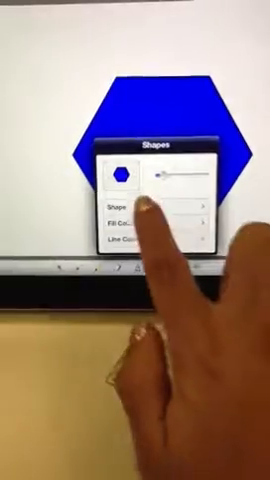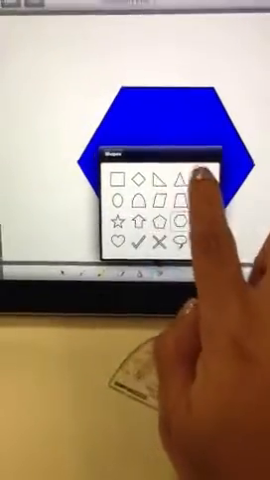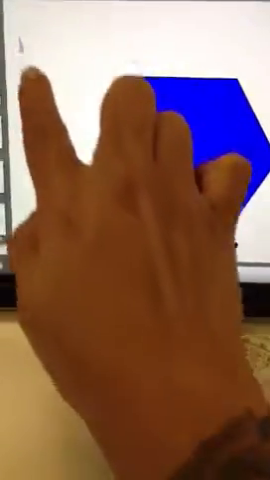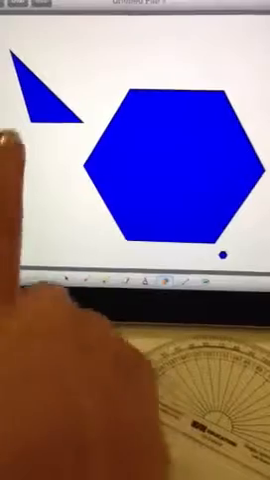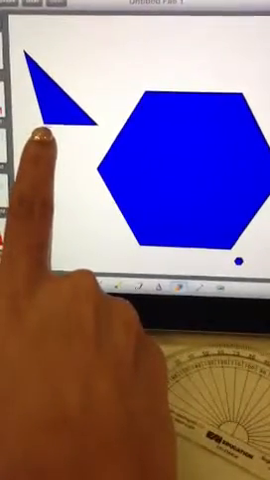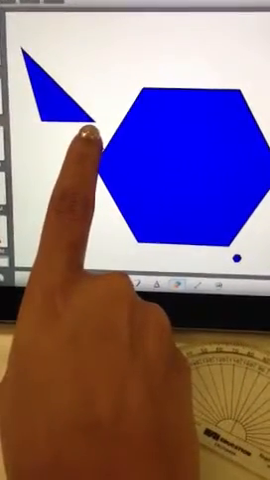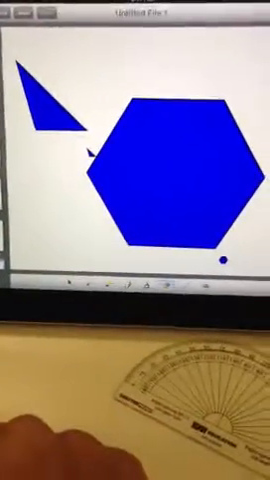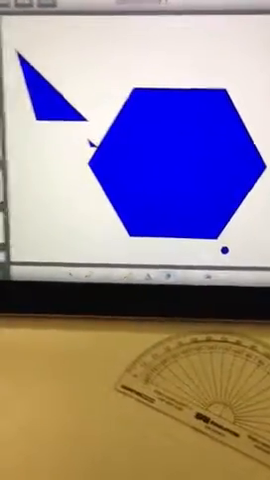Let's try another shape. Ooh, let's try this lovely triangle because I bet I can get some different angles with that. And I do see one angle here that's more than 90, but I also see one that's less than 90. That's an acute angle, and that's an acute angle. So in my next video, we're going to actually talk about how to measure up these angles.